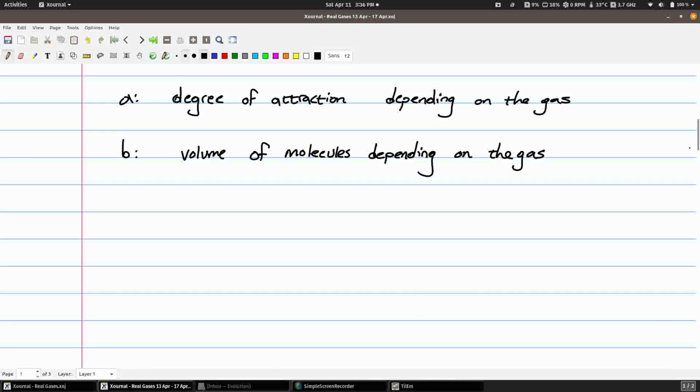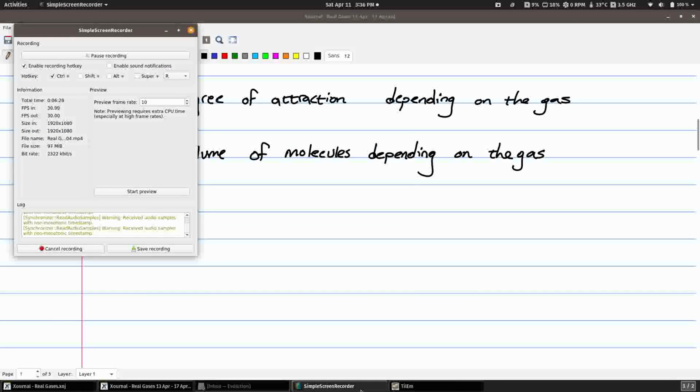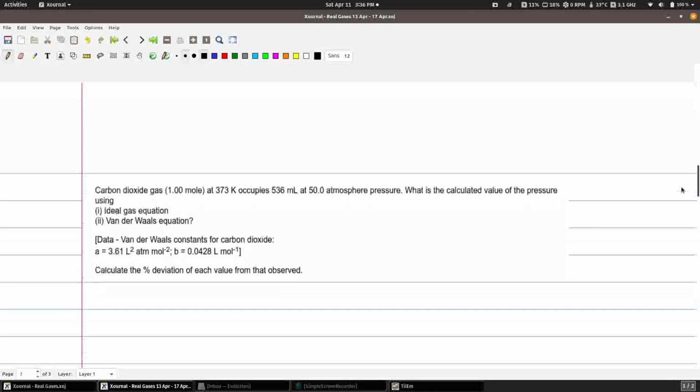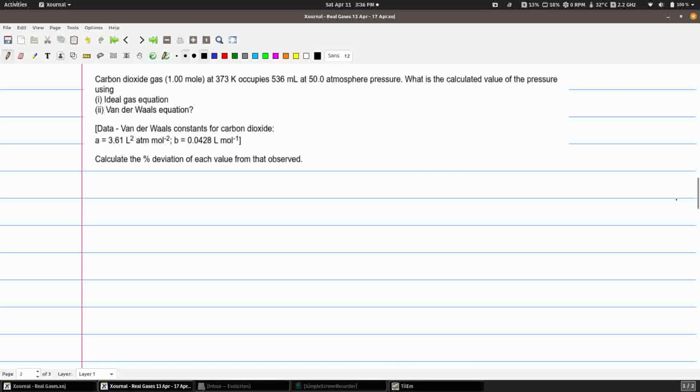Alright, so we're going to do probably one or two practice problems depending on how long this is going to take. So let me go down, and we're just going to work on it on this page. If you need to copy the other stuff, just go back up and pause the video. So, alright. Carbon dioxide gas, 1 mole of it at 373 kelvins, occupies 536 milliliters at 50 atmospheres.